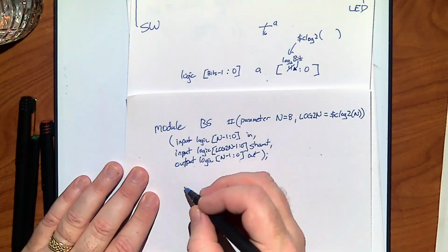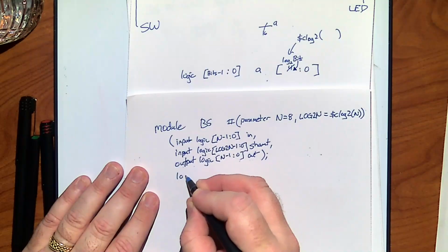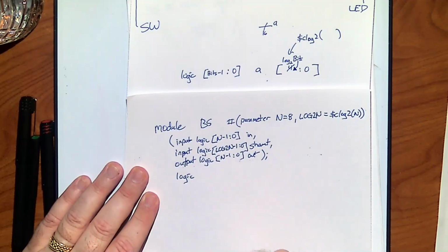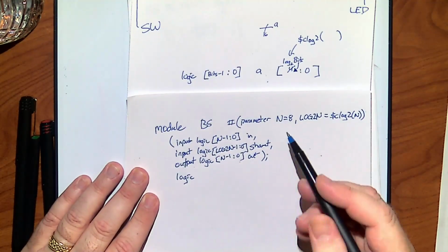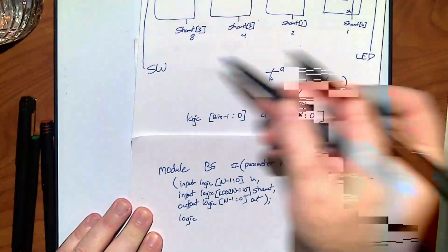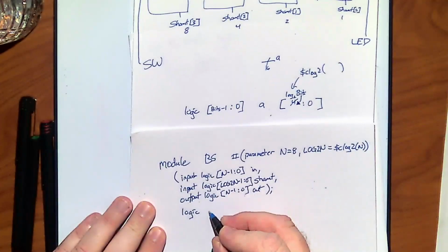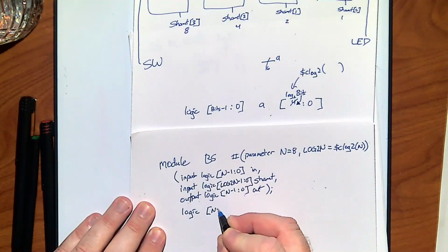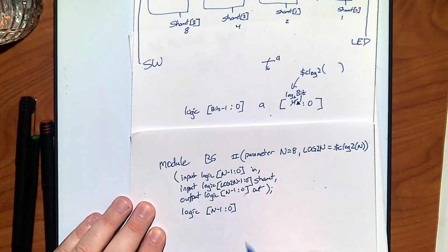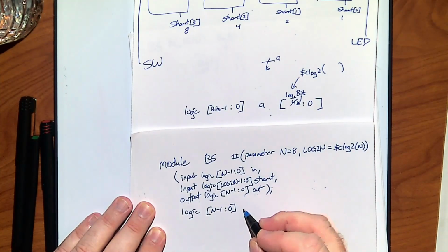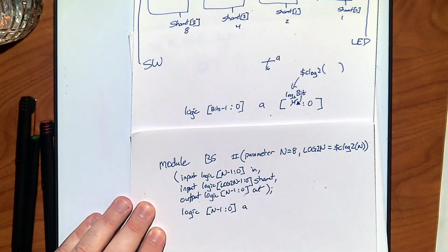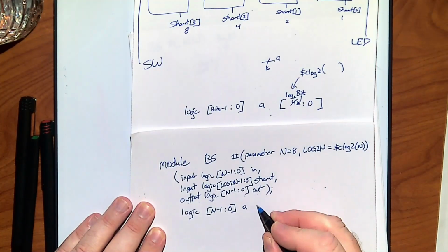What makes BS? So I've got logic, and A has to be the same size as my inputs and outputs. So it's also going to be n minus 1 down to 0. That's how big A is. It's going to be a bunch of these logics. This is a bit array. That's what A is.